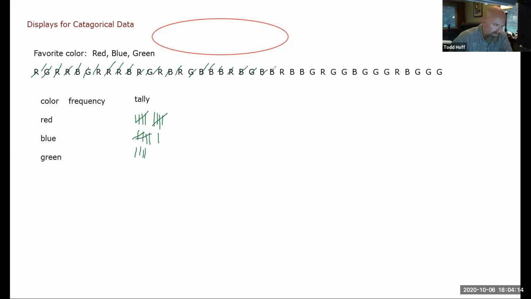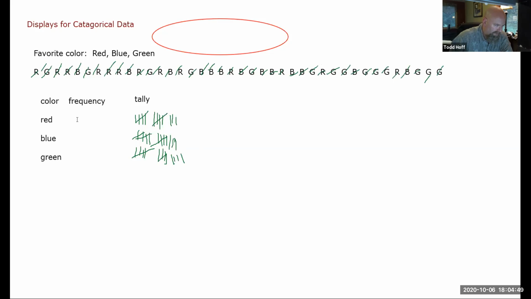Blue, green, blue, blue, red. Blue, blue, green, red, green. Green, blue, green, green, green. Red, blue, green, green, green.